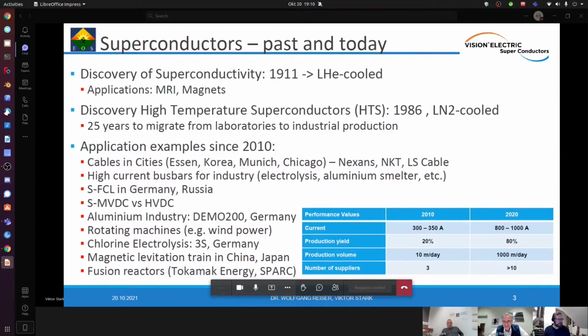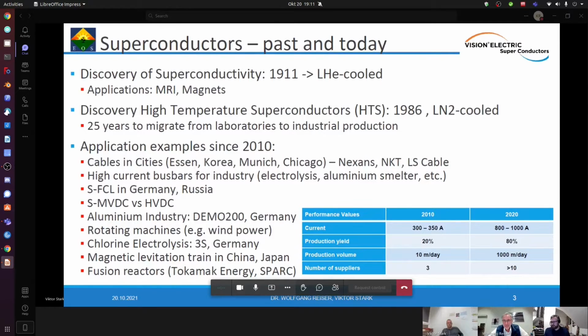Perfect. So some of the applications you see on the left, can you explain to us a bit deeper what some of them are? This is not only theoretical, this is real. There are a lot of things that you and Wolfgang and Vision Electric Superconductors have put in production, right? Wolfgang, would you please say some words about the application examples here?